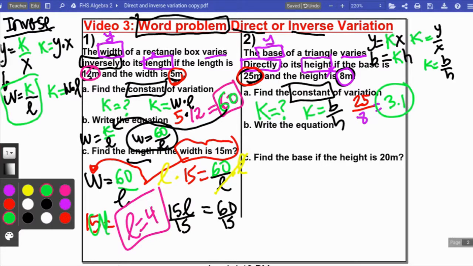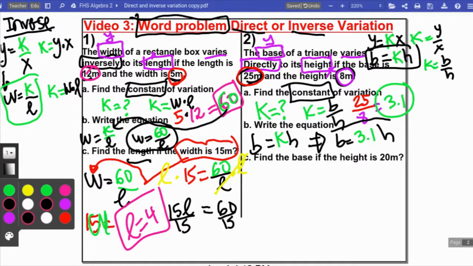Write the equation. I can write this equation easily. The original equation is b equals the k times the h, and I know what k is now, so let's write the whole thing. B equals 3.1 times the height. We've got the equation well written right here. C says find the base when the height is 20. All right, we got this.